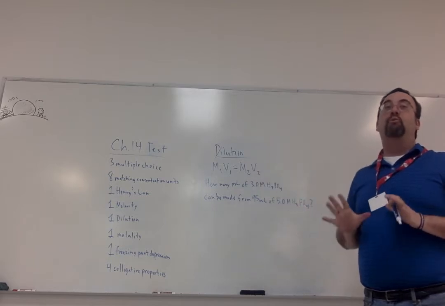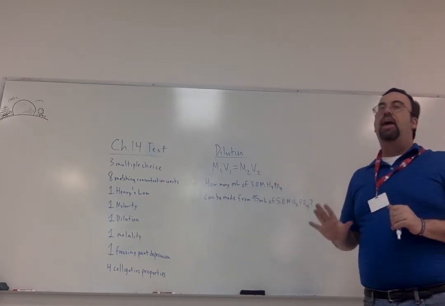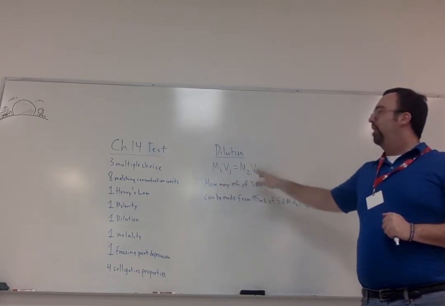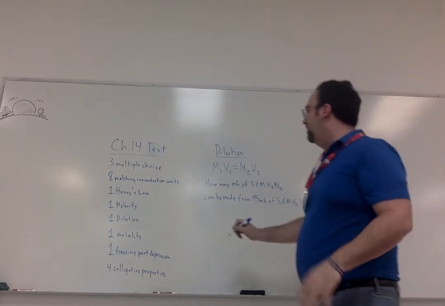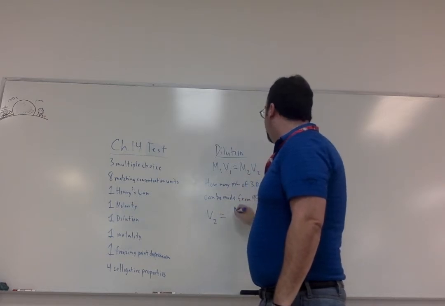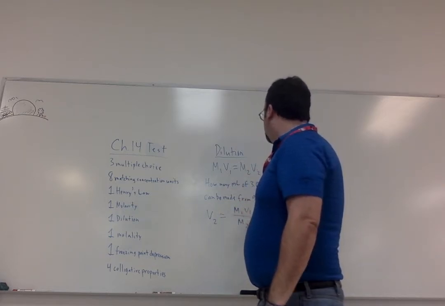So I'm going to go ahead and rearrange this equation just a little bit. I want to move the M2 to the other side of the equation. I'm going to divide both sides by M2, and so I can say that V2 is equal to M1 times V1 over M2. All right.